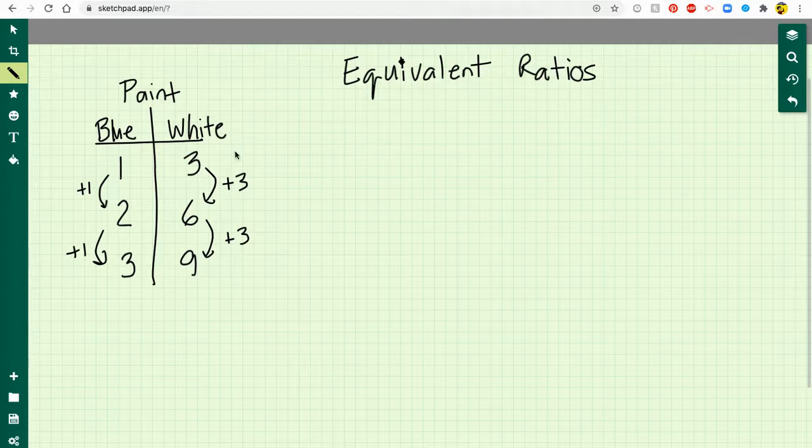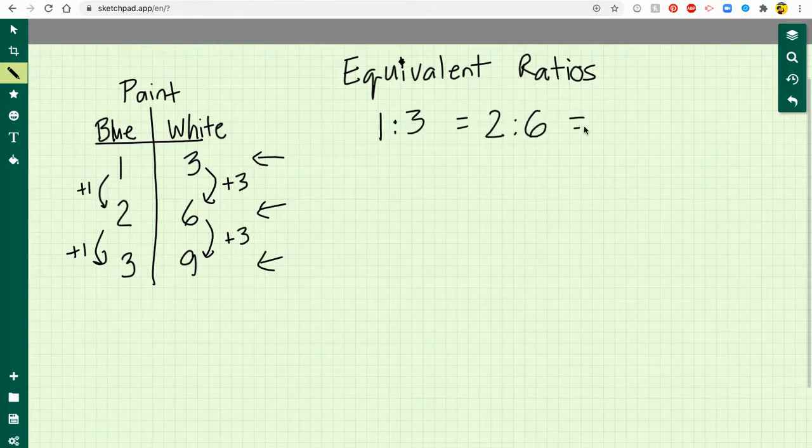Another thing that we need to realize is that there's something special between this ratio and that ratio. There's something special. And the special thing is that the 1:3 ratio is actually the same thing as 2:6, which is the same thing as 3:9. And you might be thinking, what? How can these 3 ratios be the same if the numbers are different? How can they be the same? Okay, well, let me prove it to you.